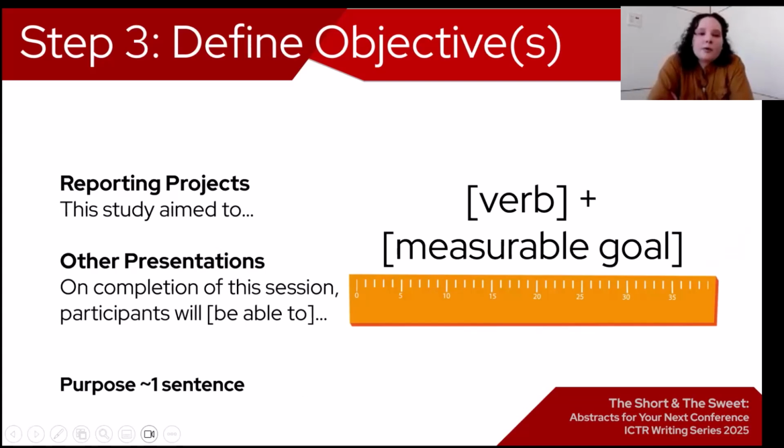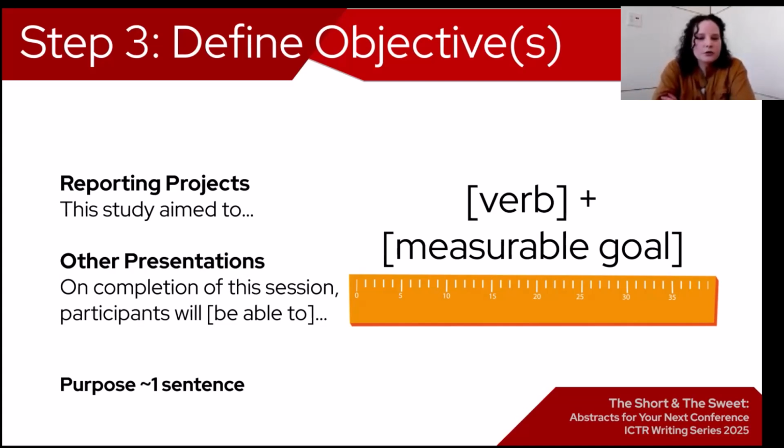Okay, your next step will be to define your objectives or objective. So if you are reporting projects, quality improvement, or research, you would just say, this study aimed to blank, and you would choose, again, a strong verb and then some sort of measurable goal. For other presentations, such as workshops, discussion panels, you might say, on completion of this session, participants will be able to blank.